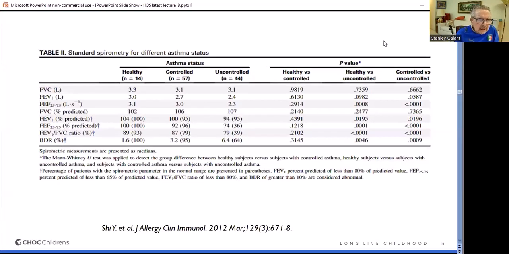I'd like to call your attention to the patient with uncontrolled asthma and the fact that the FEV1, 95% of the time, was normal in comparison to the FEF 25-75 and the FEV1-FVC ratio, which were lower. So one could have a normal FEV1 in light of uncontrolled asthma by guidelines.